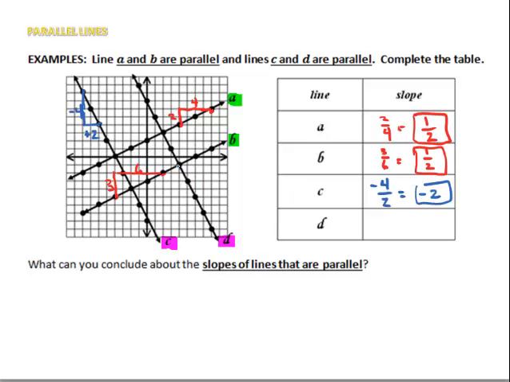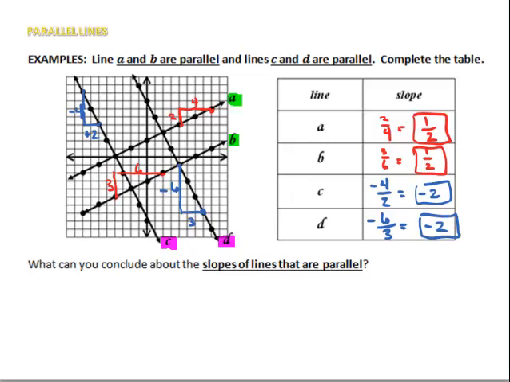Now let's look at the slope of line D. We'll put it between those 2 points. Draw my step. All right, so I'm going to go down 1, 2, 3, 4, 5, 6, and then over 3. So my rise is -6 because I went down. My run is 3. -6 over 3 is -2.